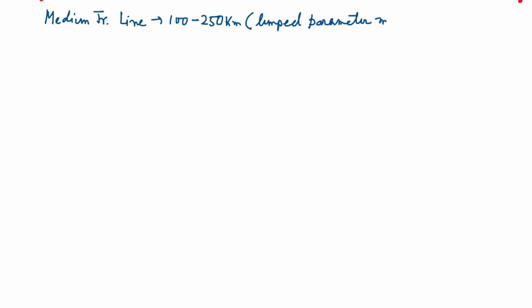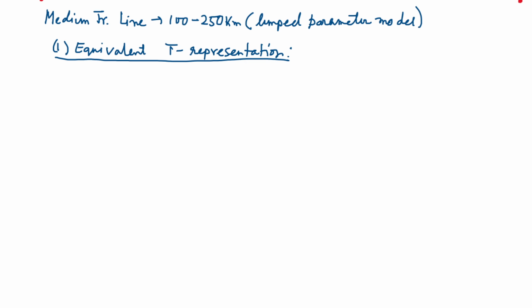We are starting our topic today, that is the medium transmission line. It ranges from roughly 100 to 250 kilometers, and uses a lumped parameter model. So let us first discuss the equivalent T representation.